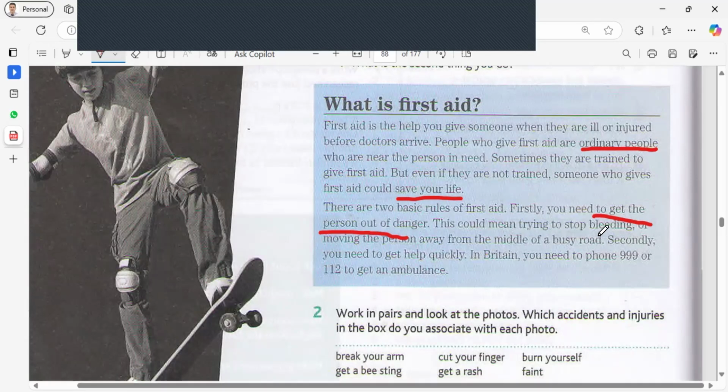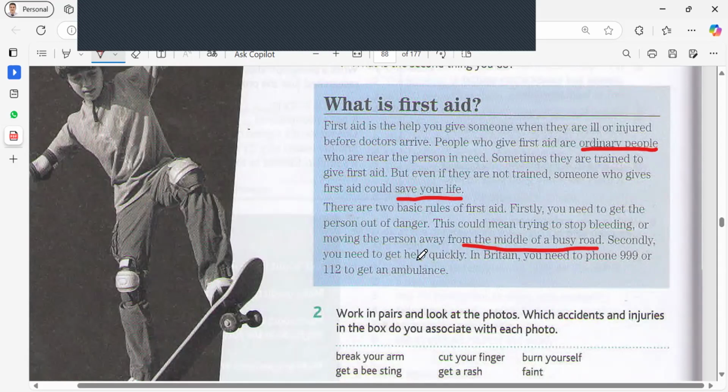This could mean also trying to stop bleeding. What does stop bleeding mean? Exactly. Or moving the person away from the middle of a busy road. Yes, that's right. So, moving the person away from the middle of a busy road.